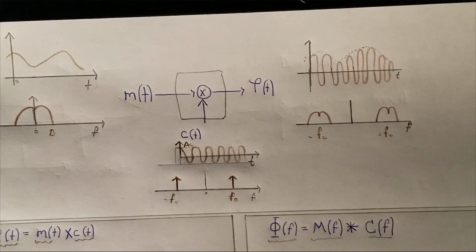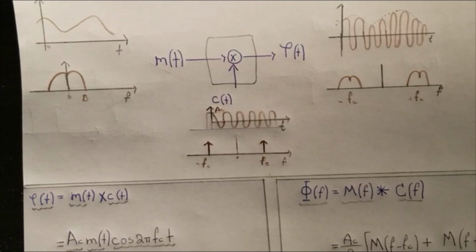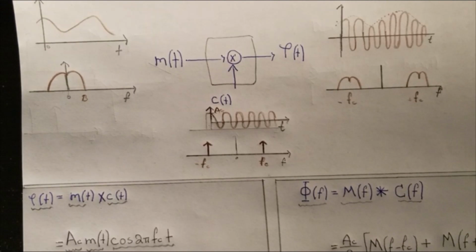Finally, at the output, phi of t. In the time domain, phi of t, or the modulated signal, will be the multiplication of the message signal and the carrier. However, multiplication in the time domain means convolution in the frequency domain. If we multiply in the time domain, we have to convolve in the frequency domain.